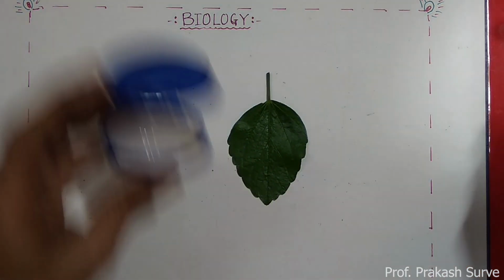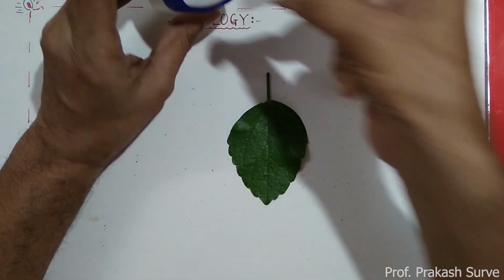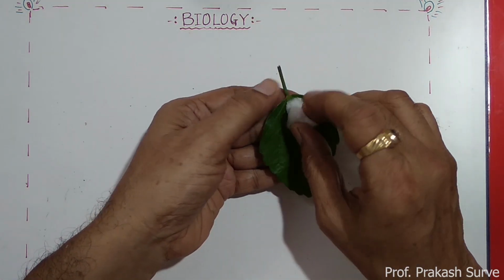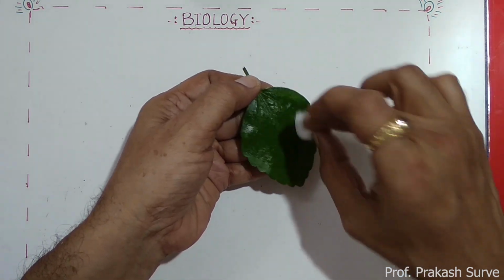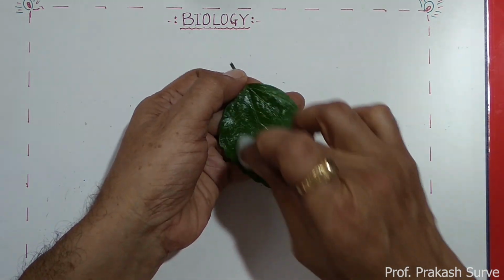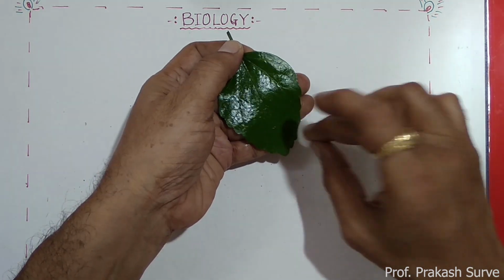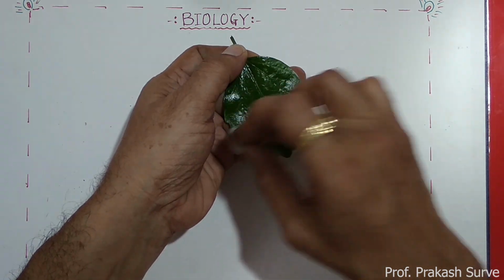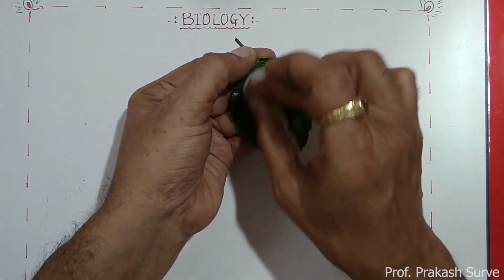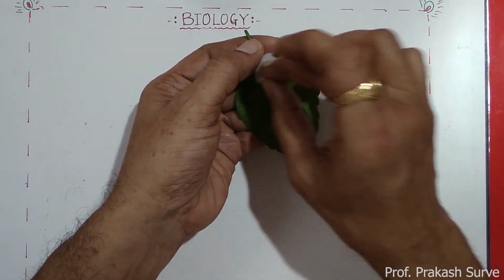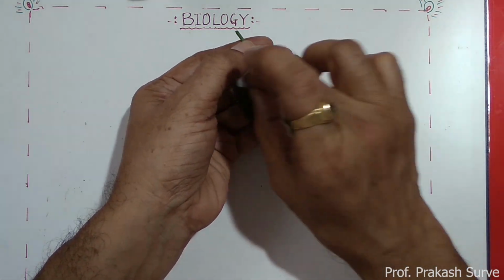Here I will take the Vaseline with the help of the cotton. We'll apply this Vaseline on the leaf, on the upper surface as well as on the lower surface. The use of this Vaseline is for closing the stomata. Stomata are the small pores or small apertures which are present on the leaf as well as on the young stem. So on both the surfaces I will apply the Vaseline so that all the stomata will get closed.